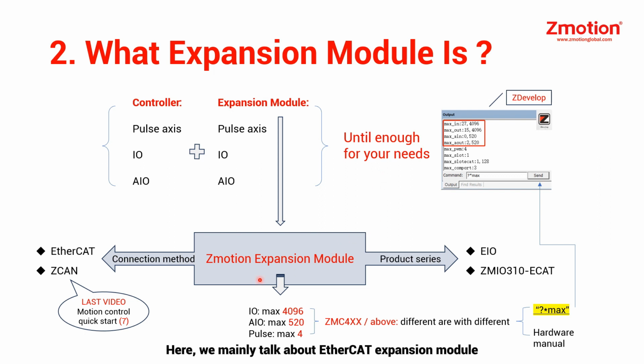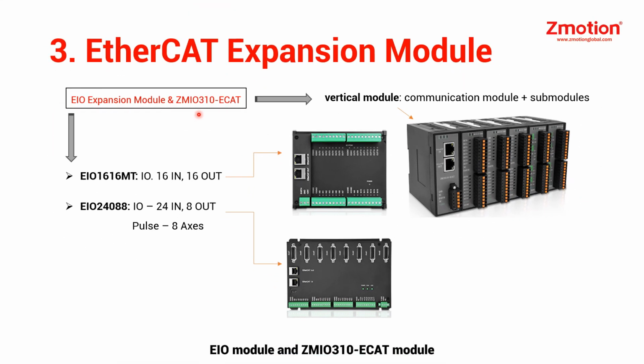Here, we mainly talk about EtherCAT expansion module. There are two kinds of EtherCAT expansion modules, EIO module and ZMIO 310 ECAT module. It can be seen there showing some. EIO 1616MT is to expand 16 digital inputs and 16 digital outputs. EIO 24088 is to expand digital I/O and pulse axes, 24 inputs and 8 outputs, and 8 pulse axes.